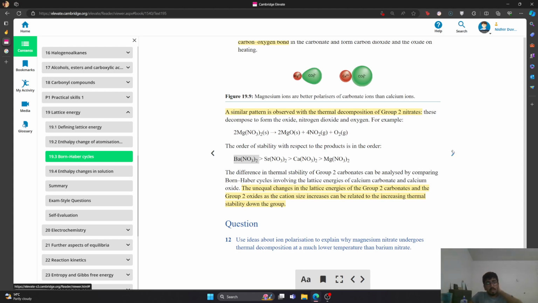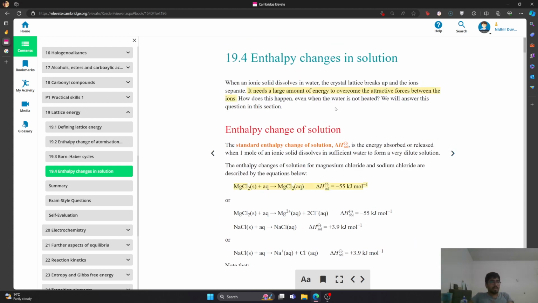Okay. So the last part of the chapter is about enthalpy changes in a solution, right? Again, take a little bit of a break. It's a little bit of a change of things that we're talking about, so let's start afresh.